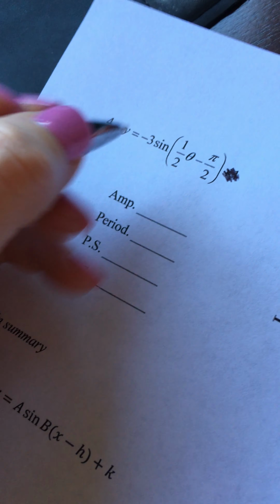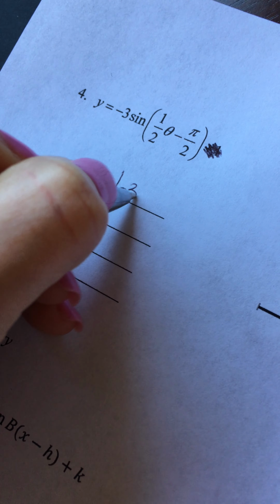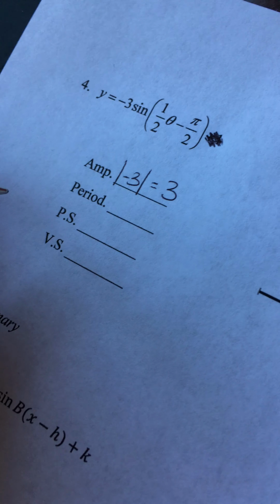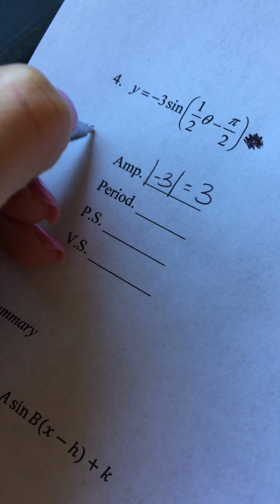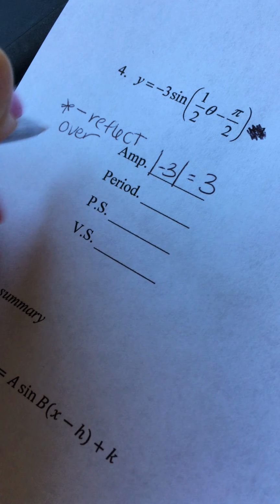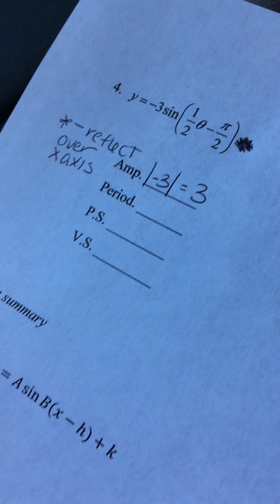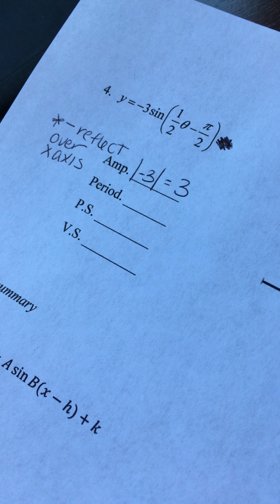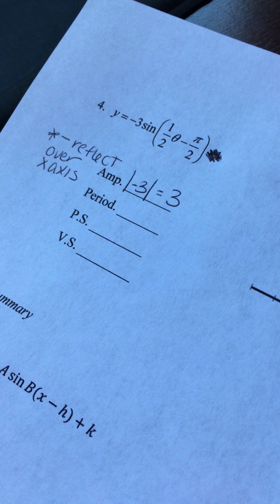Okay, so the amplitude is the absolute value of the number in front. So it is incorrect to say -3. It's +3. The negative will reflect over the x-axis. And that's what it does. So the amplitude is a distance, so it stays positive, and that negative just makes it reflect over the x-axis.